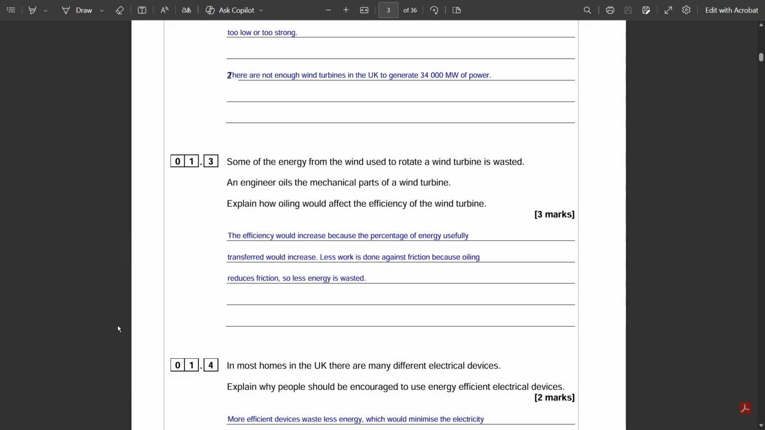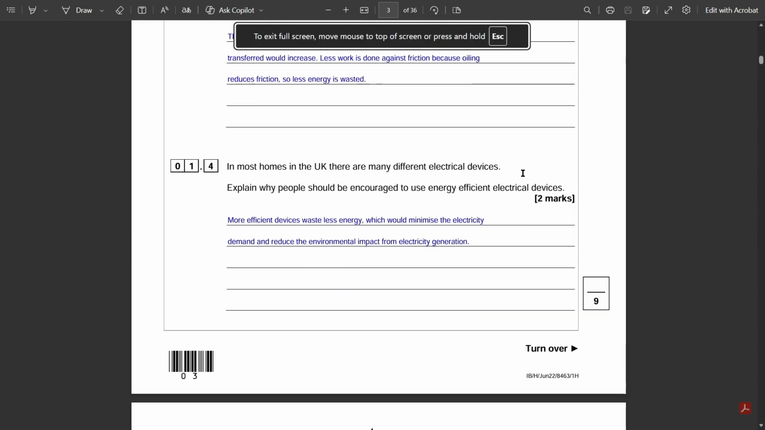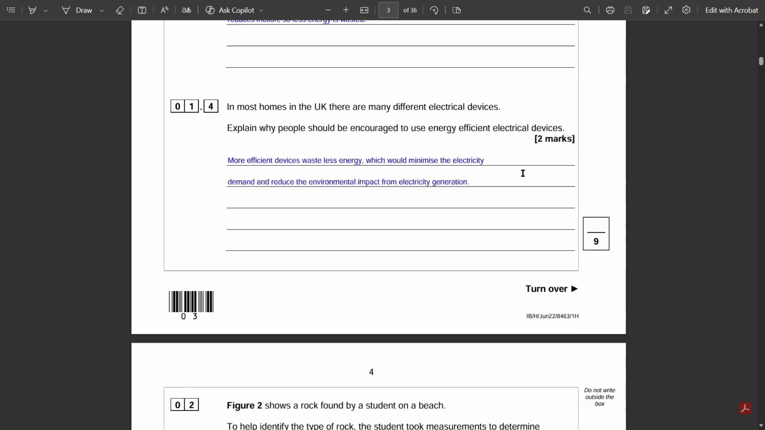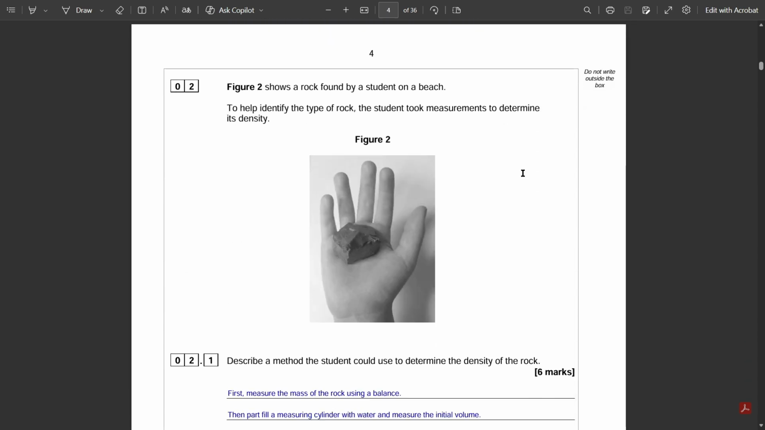and loses less energy. Then for 1.4, in most homes in the UK, there are many different electrical devices. Explain why people should be encouraged to use energy-efficient electrical devices. Well, this is because more efficient devices waste less energy, which would minimize the electricity demand and reduce the environmental impact from electricity generation. And then moving on to question 2.